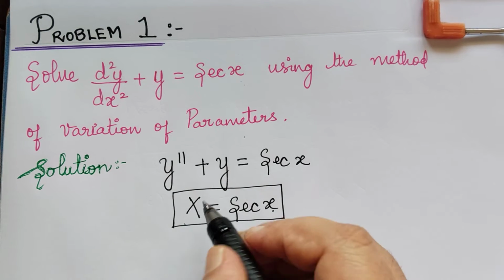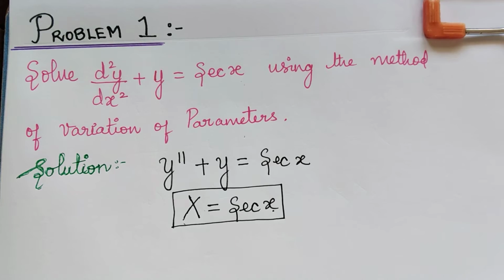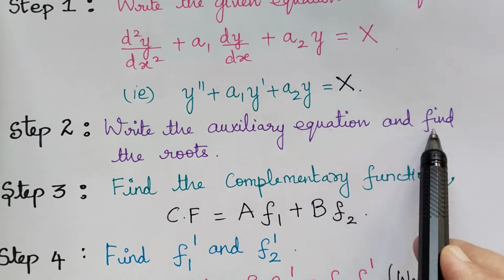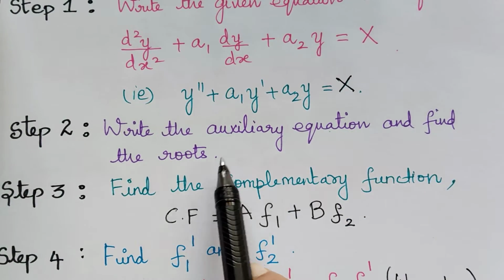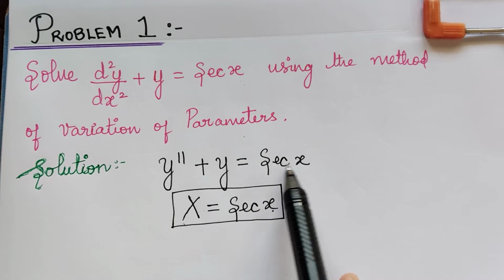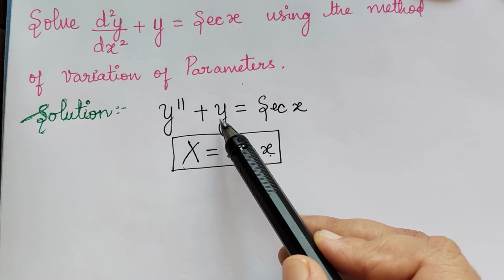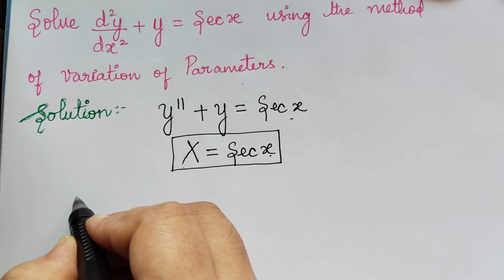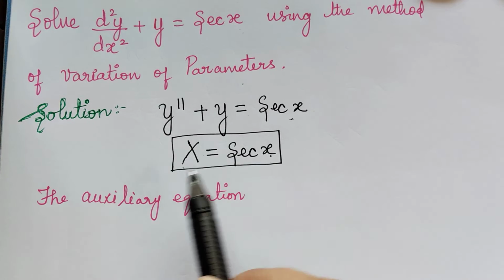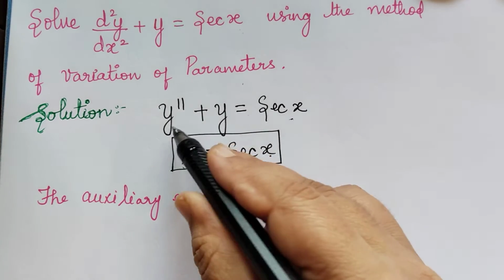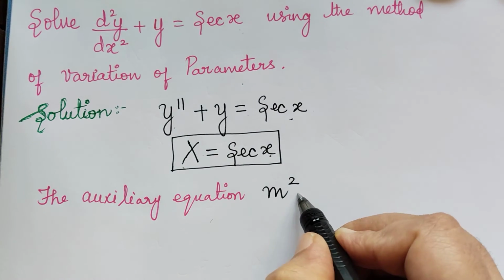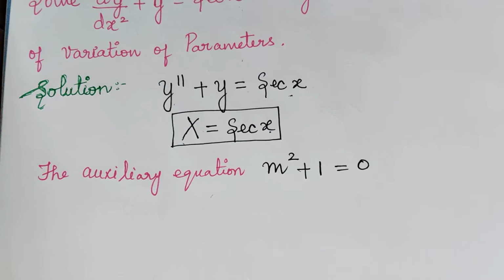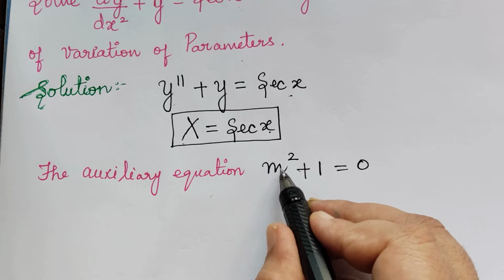After finding capital X, what is the next step? The second step is we have to write the auxiliary equation and find the roots of the auxiliary equation. So what is the auxiliary equation of the given question? Now here we have y double dash plus y is equal to secant x. So the auxiliary equation is given by, for y double dash, m square plus the constant 1 is equal to 0. After writing the auxiliary equation, we have to find the roots, that is, the values of m.